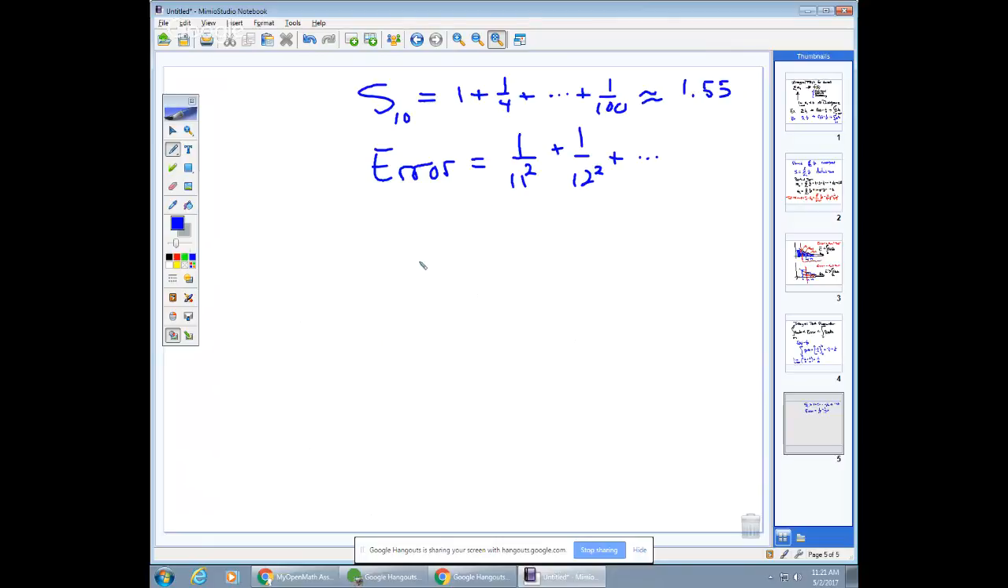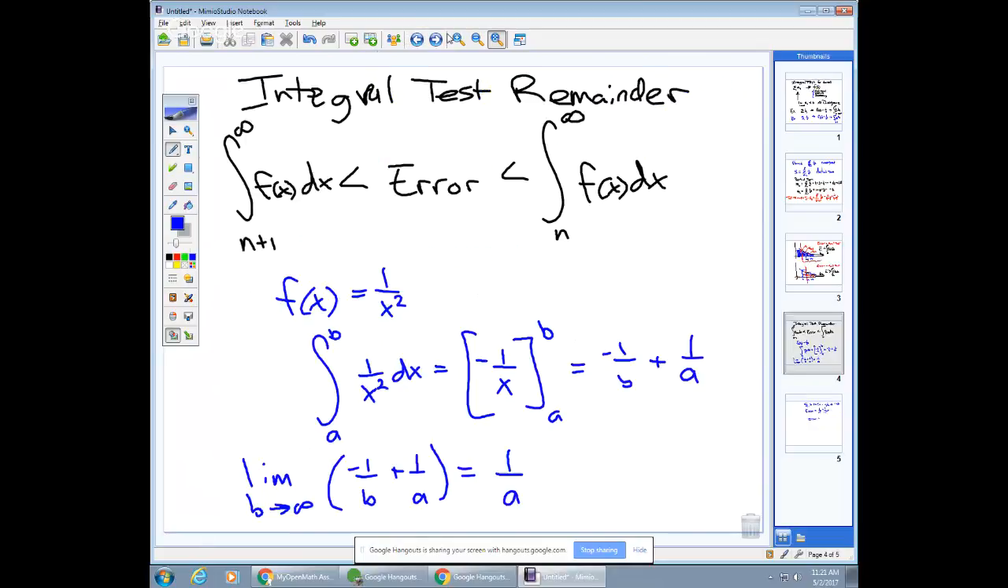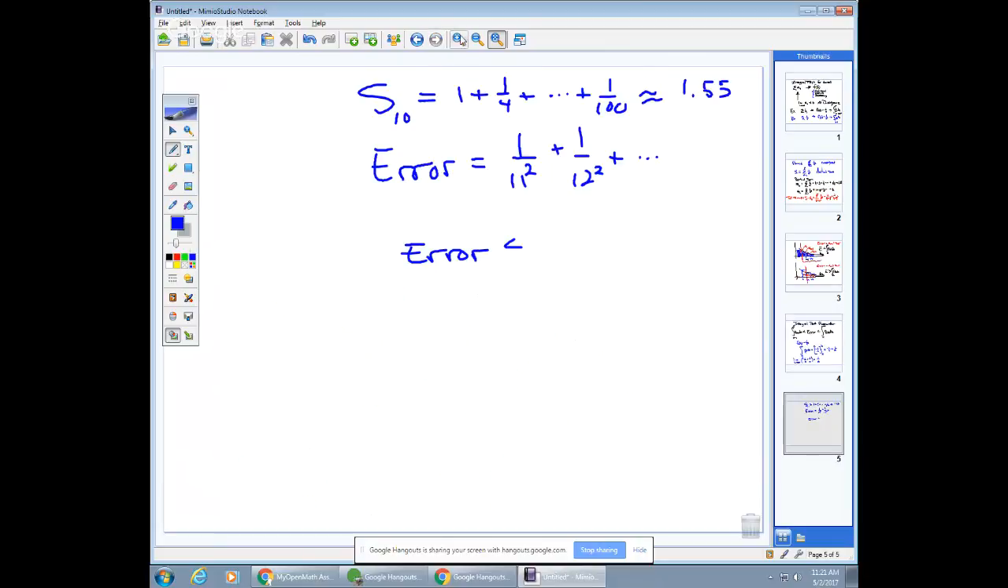So we know here that my error has to be less than this integral right here. Well, that means a is n. Oh, cool. It has to be less than 1 over n. Now for us, what's n in this case? 10. So it has to be less than 1/10. And the error has to be greater than, let's see, 1 over n plus 1. That would be 1 over 11.